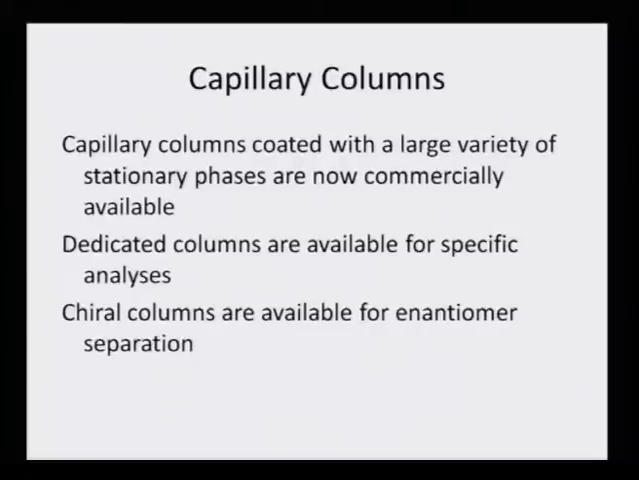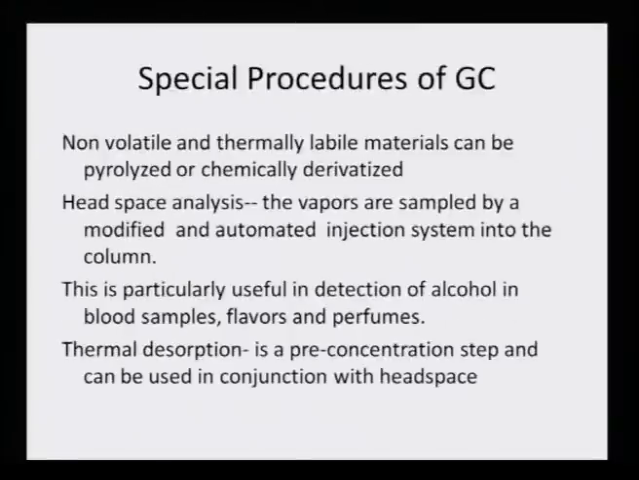Capillary columns. Capillary columns coated with a large variety of stationary phases are now commercially available. Dedicated columns are available for specific analysis. Chiral columns are available for enantiomeric separation. So, you see, for capillary columns there is a huge variety. Not only that, they are of different polarities. There are very dedicated columns for very particular types of analysis, so much so that enantiomers, that is chiral compounds, can also be selectively separated using the chiral columns.